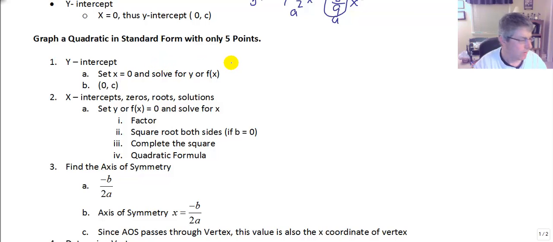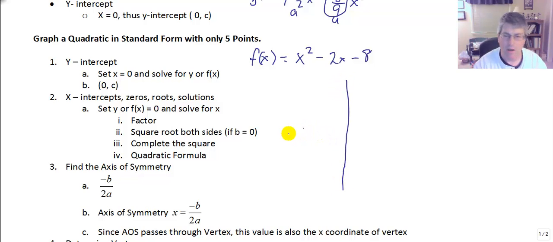So if we have standard form, let's say we have f of x equals x squared minus 2x minus 8. And we want to graph our parabola. Well, the y-intercept is easy, right? Didn't we say the y-intercept is c? We set x equal to 0 and solve for y, so our y-intercept is down here at negative 8. That's the y-intercept of our parabola. So that's the first thing we can find.